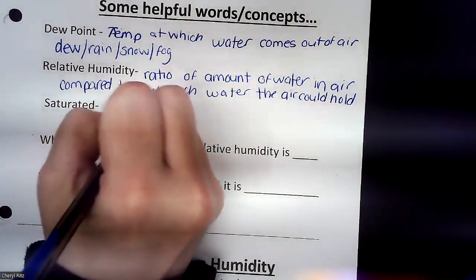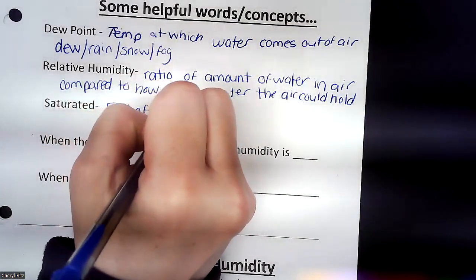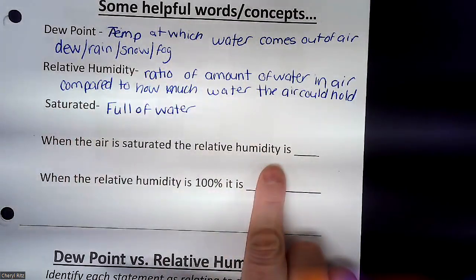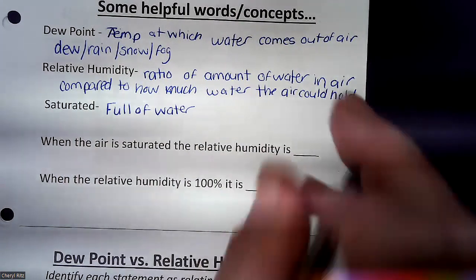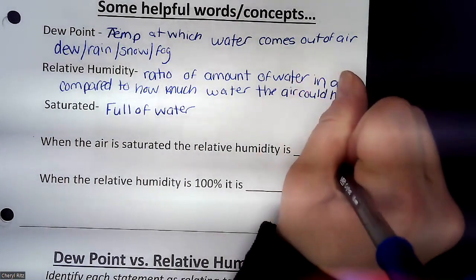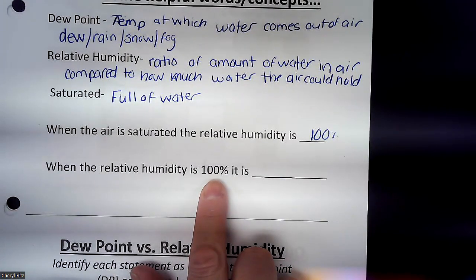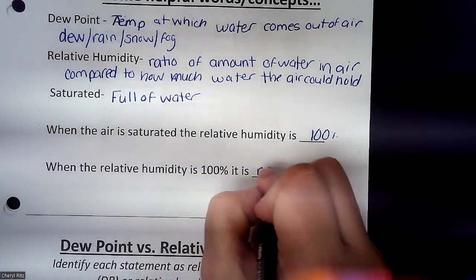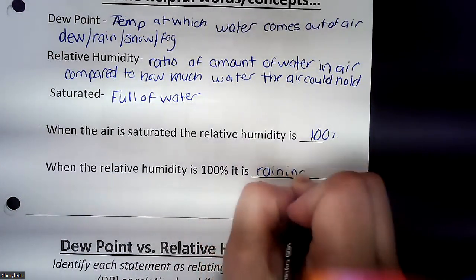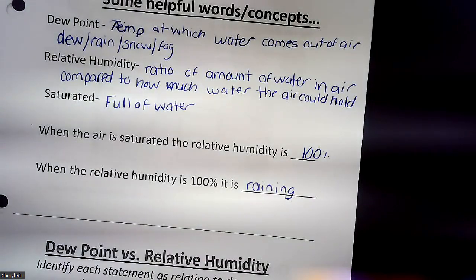What does it mean if the air is saturated? Air is full of water. If the air is saturated, then what's the humidity? 100%. And then I think my wording was off here. What I wanted to know is when it's 100% humidity, what's happening? It's raining or precipitation or something like that. A lot of you put the air is saturated, which also fits. It's not wrong. It's not what I wanted. I wanted you to realize it was raining then. Did you have any other thoughts?